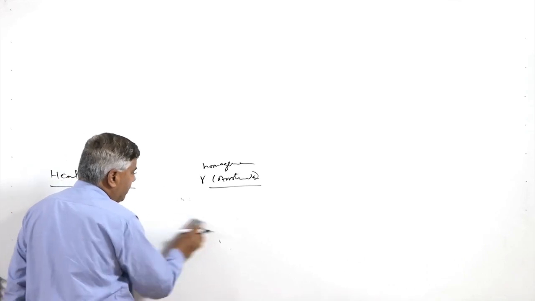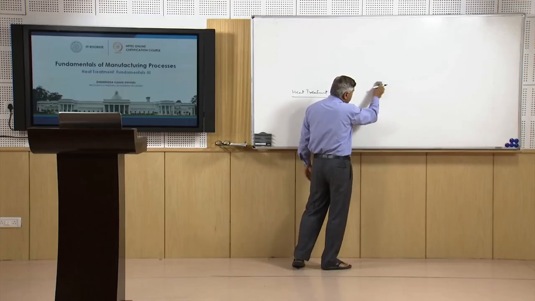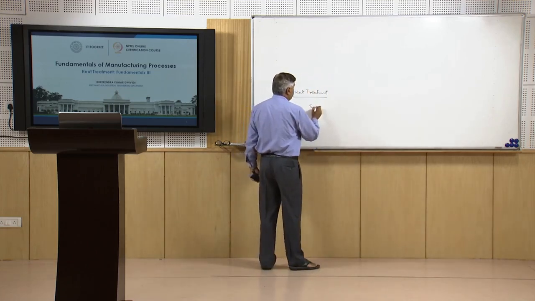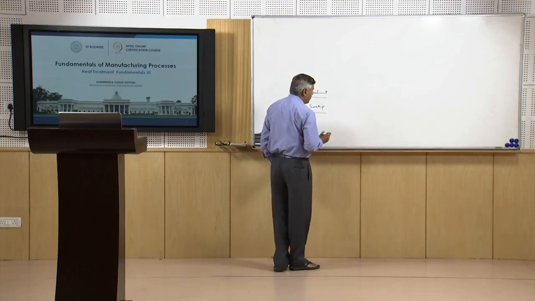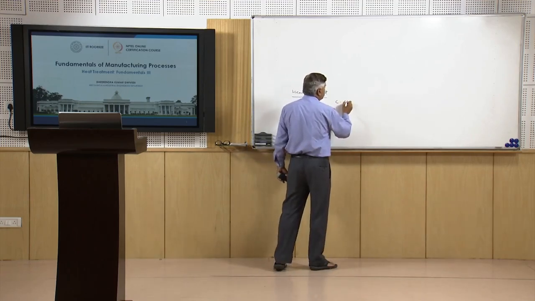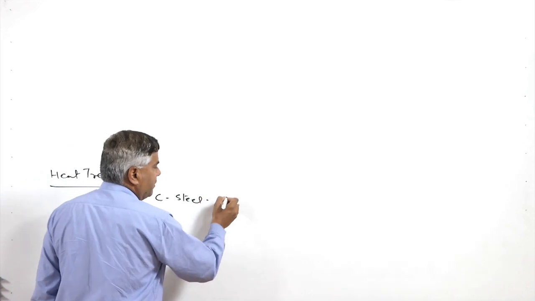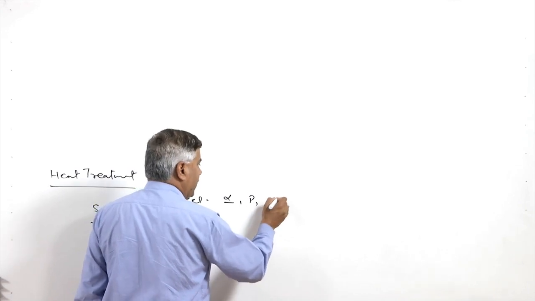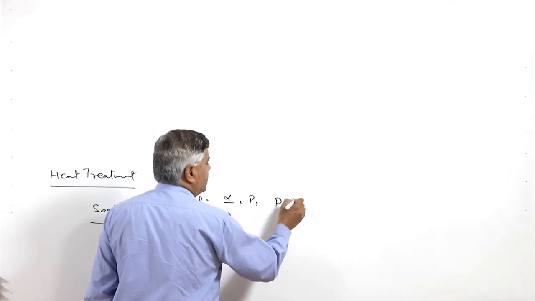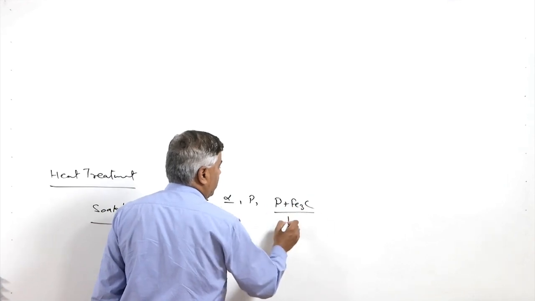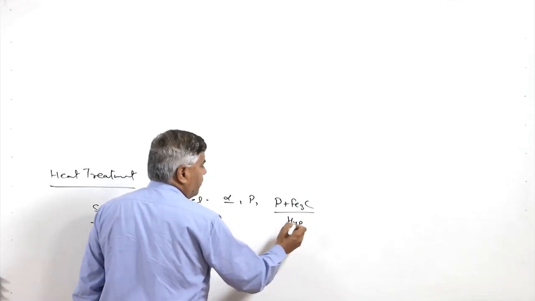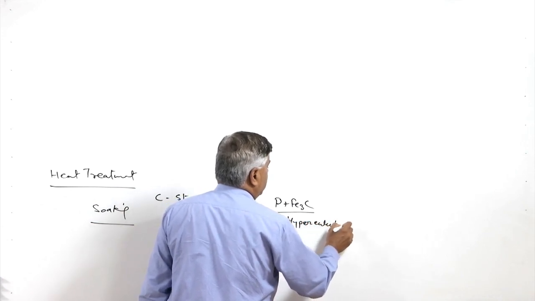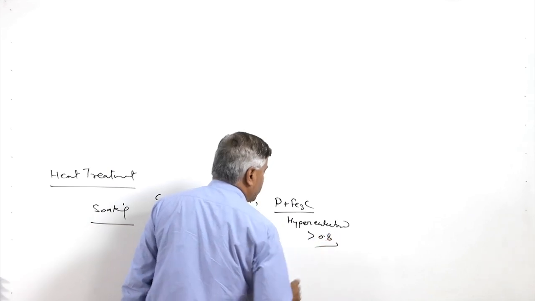So, the second step, after identifying the maximum temperature up to which steel should be heated, is to find out how to soak it. Soaking depends upon the steel. Plain carbon steels will have ferrite, alpha, maybe perlite, or it may have the perlite plus cementite mixture. These are the three phases. This is for the hypereutectoid steels having carbon content greater than 0.8.